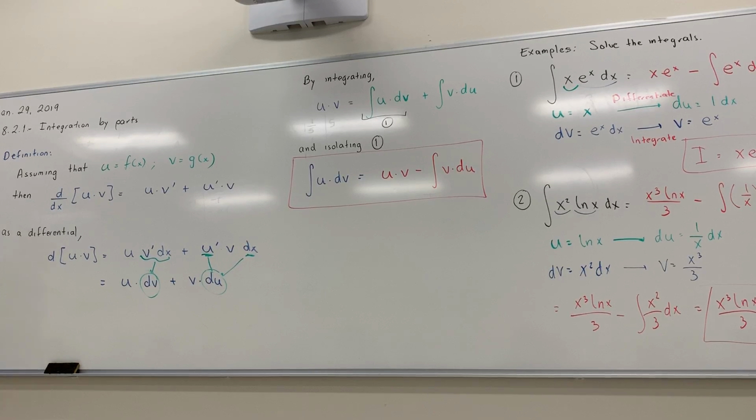So even though the guideline is that the dv has to be the complicated part, you need to be careful because it also has to be a function whose integral can be done directly. So that's why you didn't choose ln for the dv. Do you understand that? Okay.